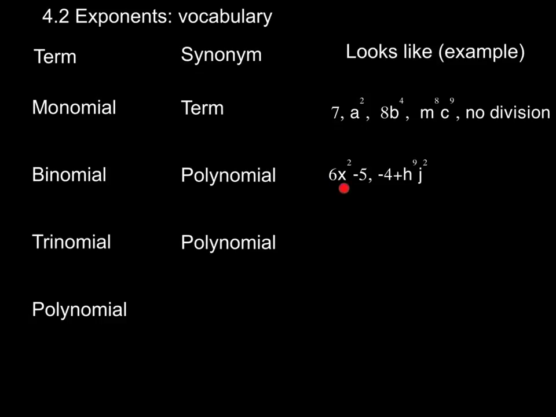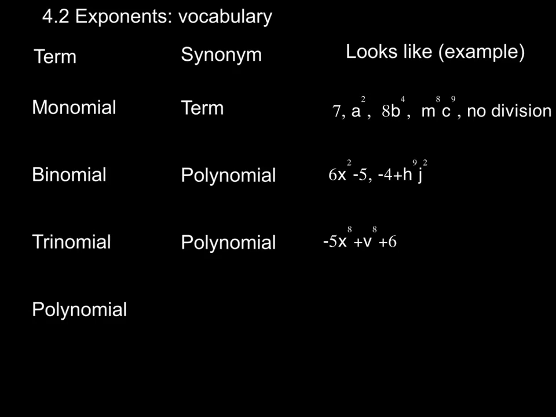So when we look over here in an example, we've got two terms, two monomials that are connected by a subtraction sign. So this is a binomial. This is another example. We've got a -4 plus h to the 9th, j to the 2nd. This is another binomial, two terms.